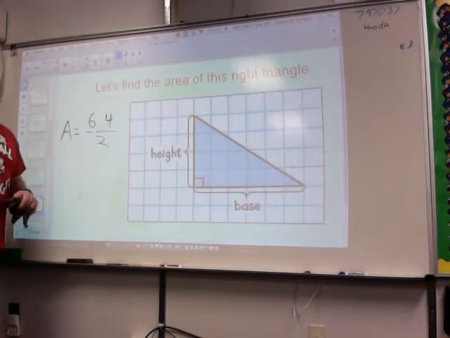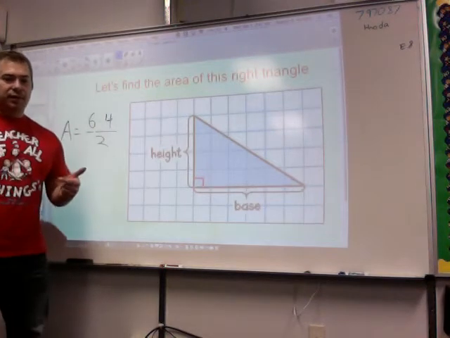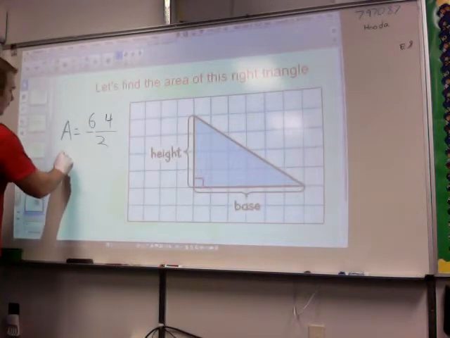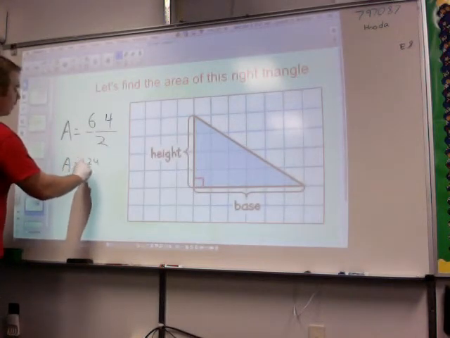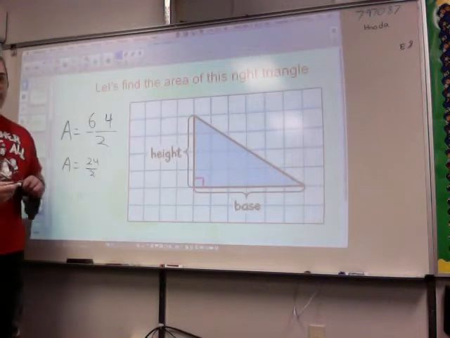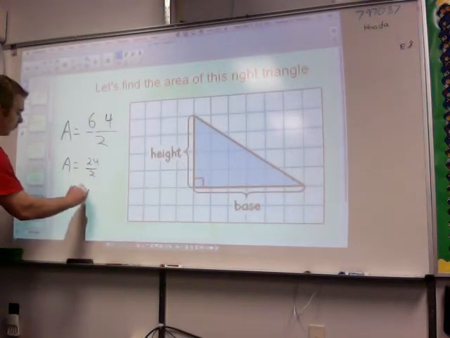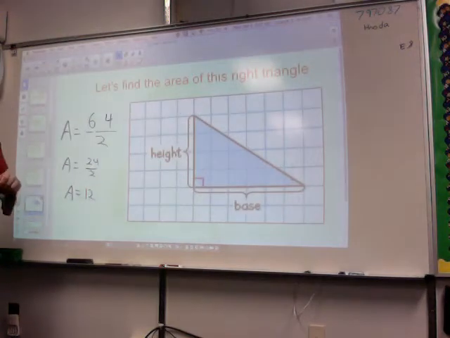All right. 6 times 4, let's do it. 6, 12, 18, 24. So I'm left with area equals 24 divided by 2. And 24 divided by 2 equals 12. So my area equals 12 square units.